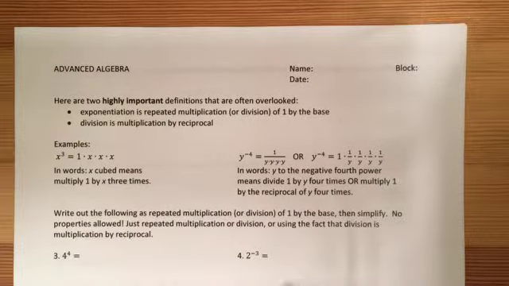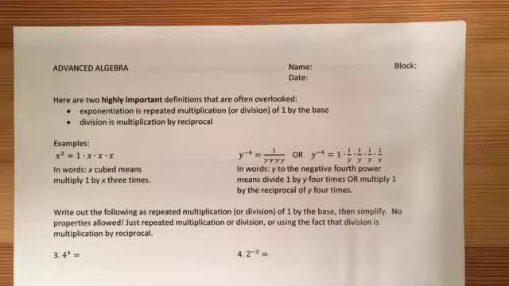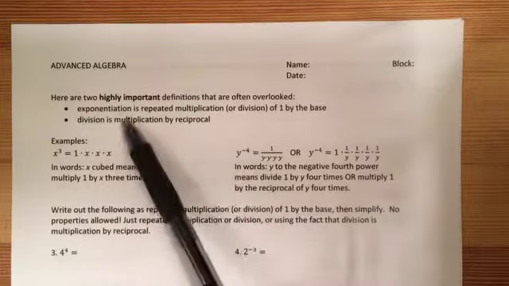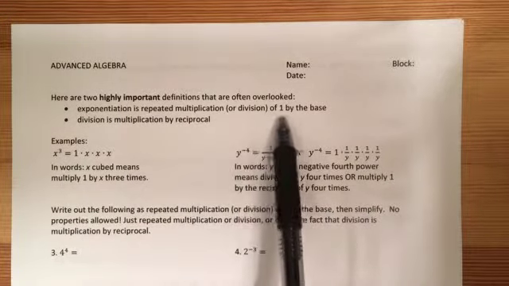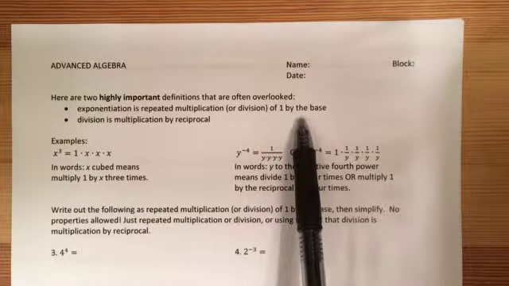All right, so this document is going to help us remember some of the properties of exponents and then develop a new relationship. So two things to remember. Exponentiation is repeated multiplication or division of 1 by the base.